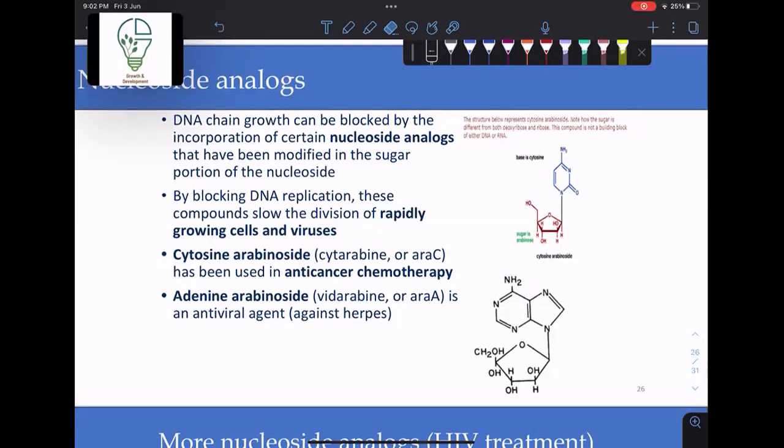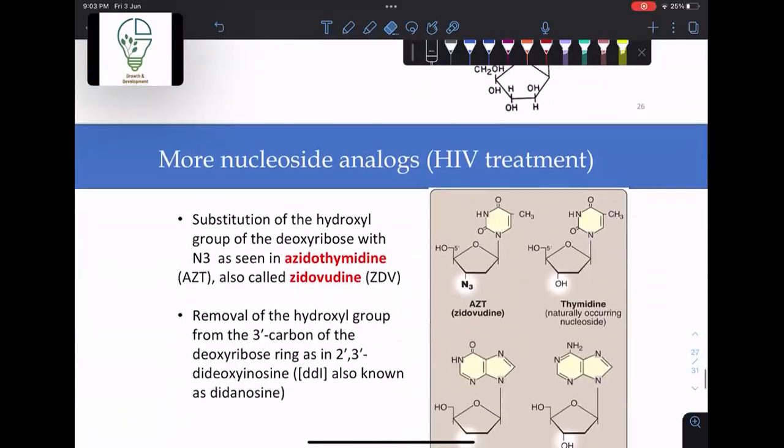So it's very, very important in certain viral infections such as herpes zoster virus. It's also used in hepatitis. And again, the function is the same: cytosine arabinoside and adenine arabinoside. These are two nucleoside analogs, so they mimic the actual nucleosides in the body, and they block the DNA replication by attaching to the DNA molecule.